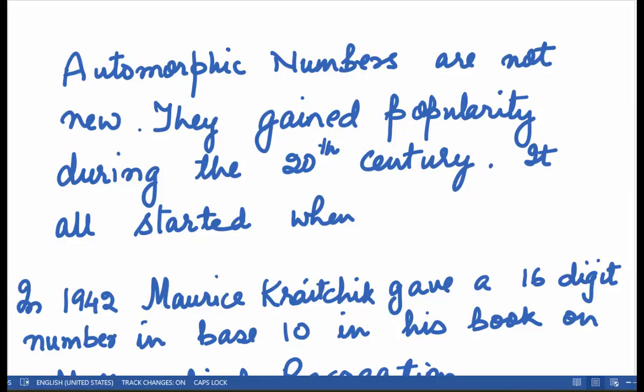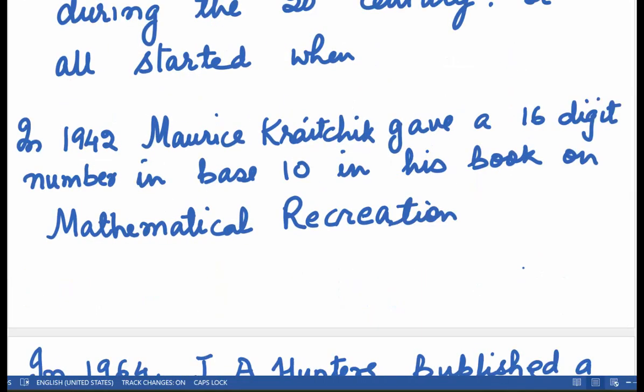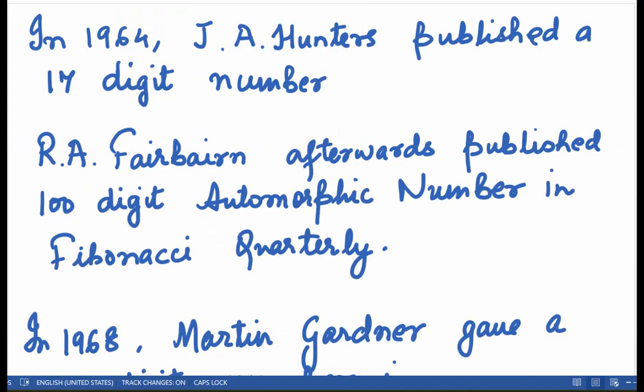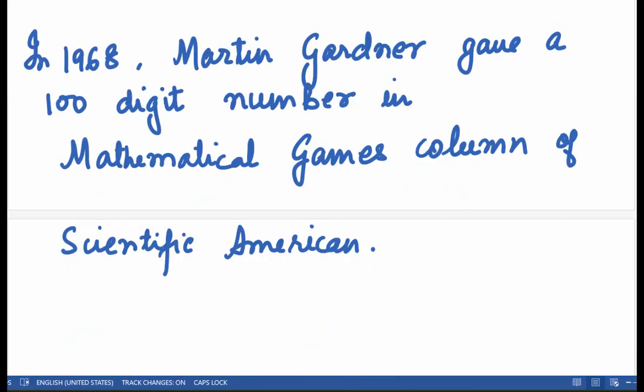It all started when in 1942 Morris Kraitchik gave a 16-digit number in base 10 in his book on mathematical recreation. In 1964, J.A. Hunter published a 17-digit number. Then R.F. Fairbairn afterwards published a 100-digit automorphic number in Fibonacci Quarterly. In 1968, Martin Gardner gave a 100-digit number in the Mathematical Games column of Scientific American.